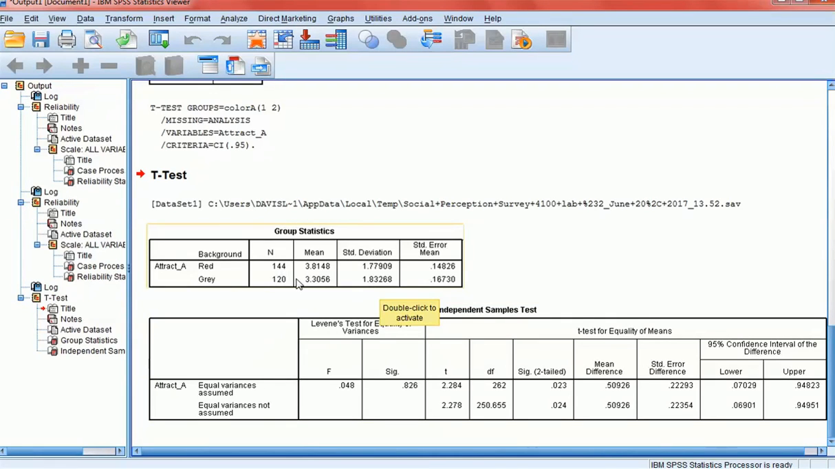So again, remember, we talk two things. We talk pattern and then we talk significance. So when we look at this, 3.81, women found the guy in front of the red background more attractive than the guy in front of the gray background by about a half a point.